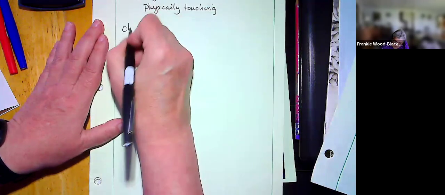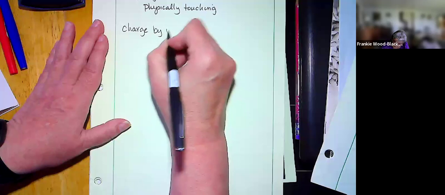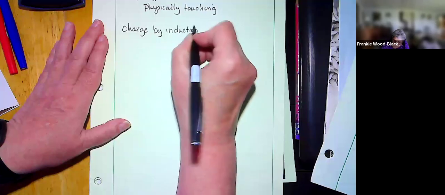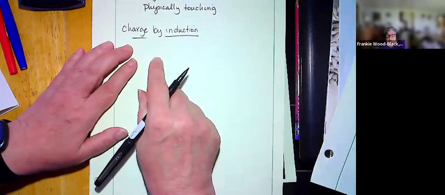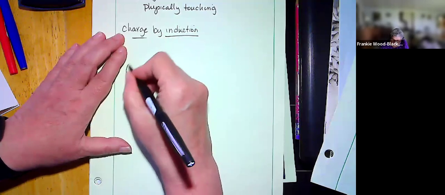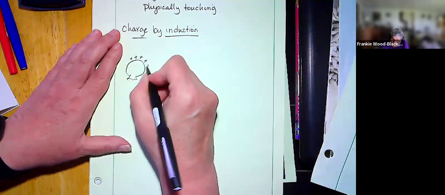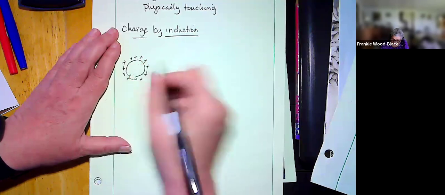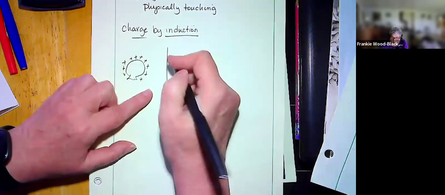And we can charge by induction. So this one makes more sense because this explains why your balloon is going to attach to the wall. So I've got my balloon, I've rubbed it on my head, and for grins and giggles, we're going to say it's positively charged. As I bring that balloon to the wall, my wall is neutral.